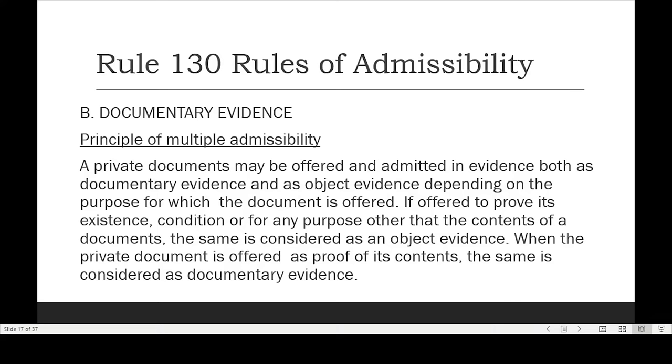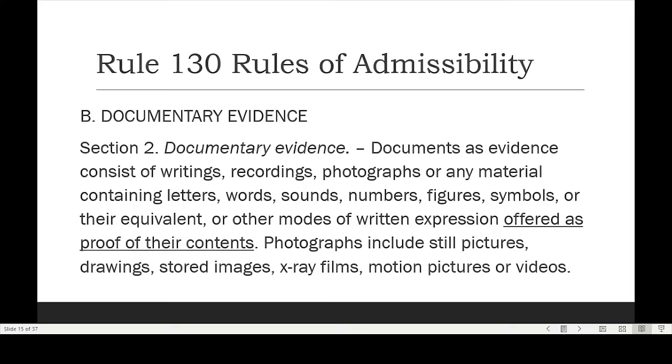If offered to prove its existence, condition, or for any purpose other than the contents of a document, the same is considered as an object evidence. When the private document is offered as proof of its contents, the same is considered as a documentary evidence. So it is the purpose. In order for a document to be considered a documentary evidence, it must be offered as proof of its contents. We have to remember that. The document must be offered as proof of its contents.